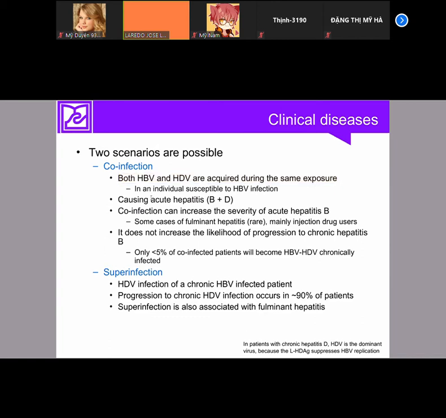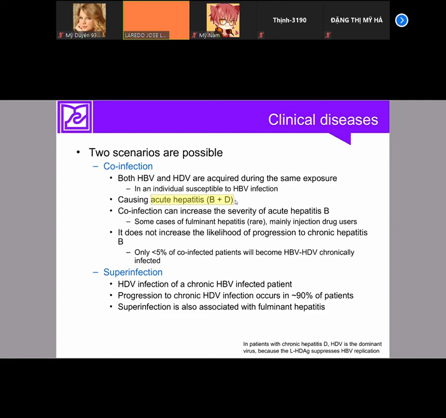The patient will suffer acute hepatitis by both viruses at the same time. Acute hepatitis by B and D viruses at the same time. And what happens later to this patient? Most times, the patient will recover completely from both viruses. So, in most cases, both viruses will disappear.